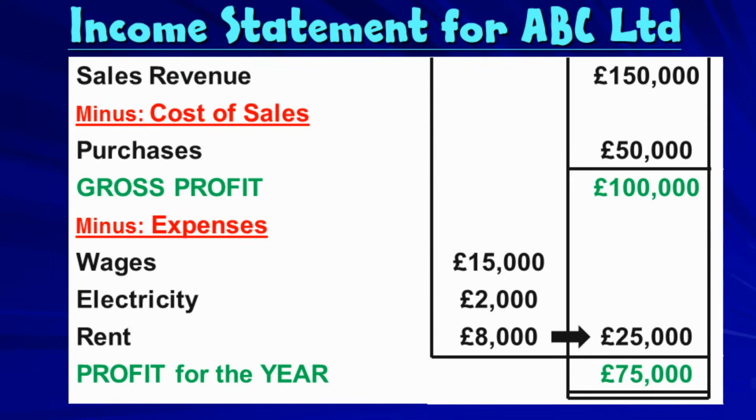Okay, let's now go on to explore how an organisation could increase its profit for the year. As can be seen from the income statement, there are three main ways in which a business can increase its profit for the year. Either by increasing its sales revenue, decreasing its cost of sales, or reducing its level of expenses. Let's look at each of these in turn by first considering how sales revenue could be increased.